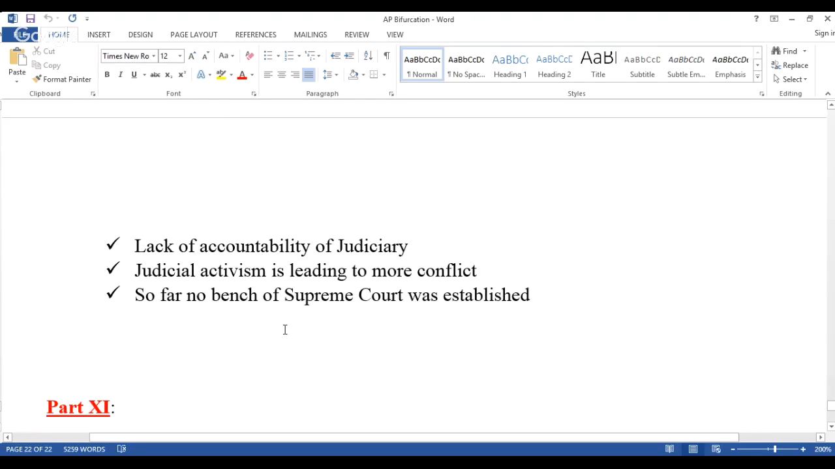Next is the lack of accountability of the judiciary. Of course, there is a mechanism to remove the judges of the Supreme Court and High Court, but it is not easy to remove them even after charges. In the Supreme Court, one attempt was made in the year 1993 to impeach a judge by the name of Justice V. Ramaswamy. Later, in two High Courts also.